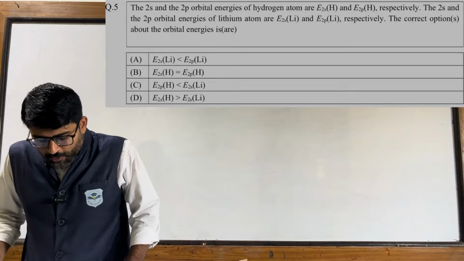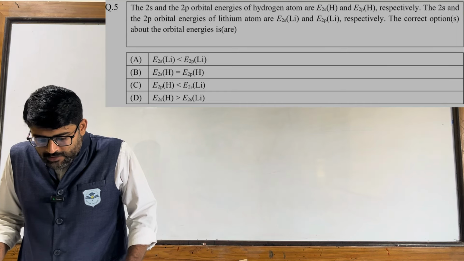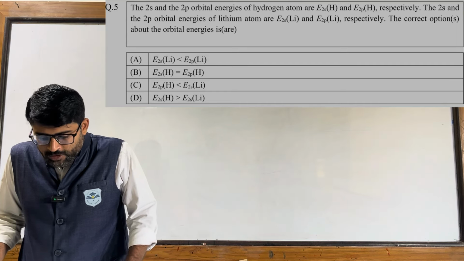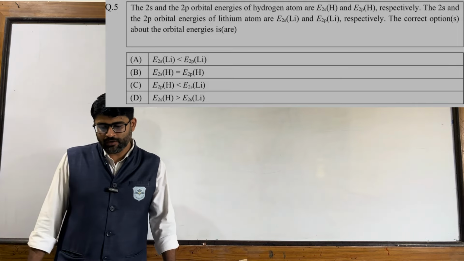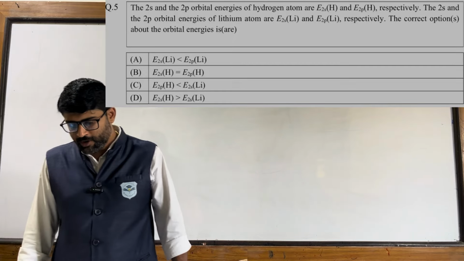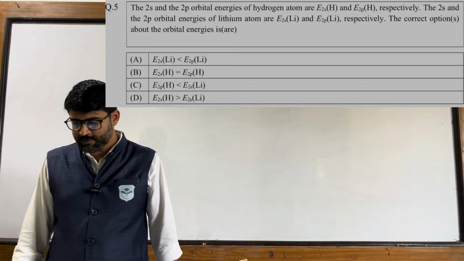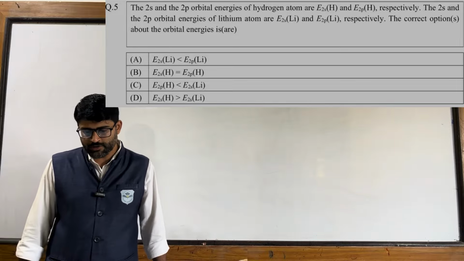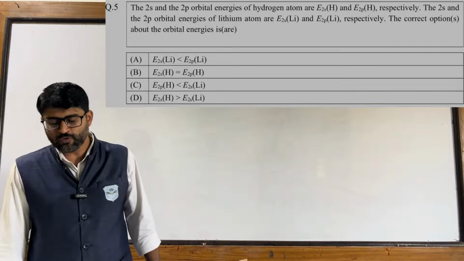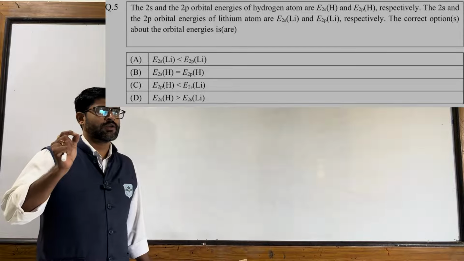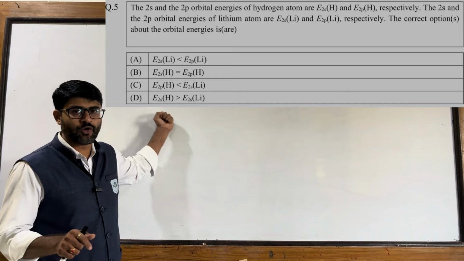The 2s and 2p orbital energies of hydrogen atom are E2SH and E2PH respectively, and the 2s and 2p orbital energies of lithium atom are E2SLi and E2PLi respectively. The correct options about the orbital energies are... So you have to compare the energies, which order is correct and which order is not correct. You have to choose the correct orders.